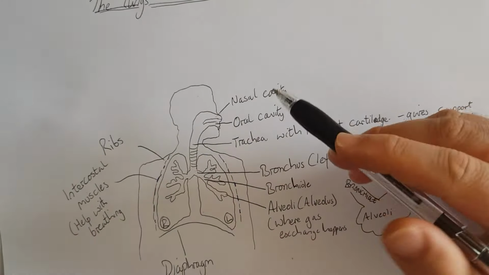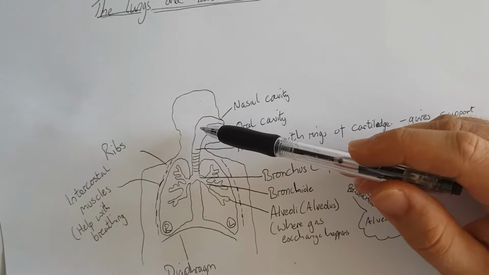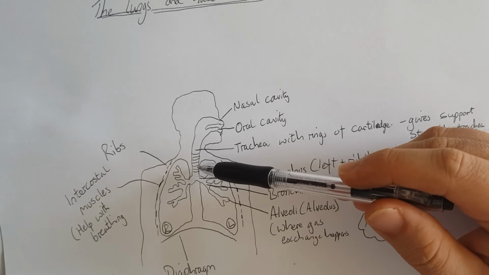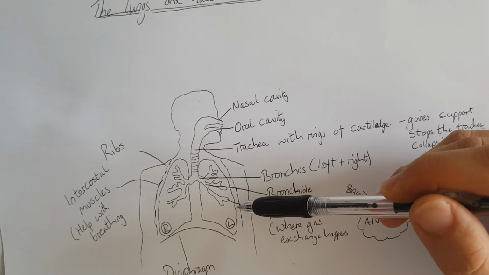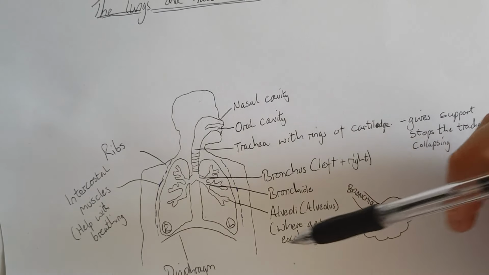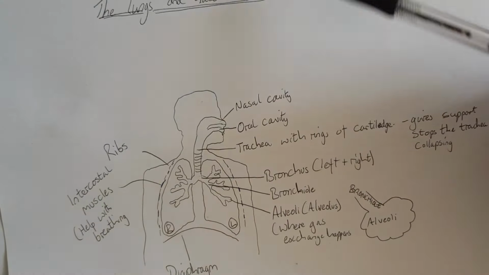So we've got how air goes into the lungs. It will go through the nasal and oral cavities, into the trachea, down into a bronchus, towards a bronchiole, and then into an alveoli where gas exchange can happen. And breathing is helped by the intercostal muscles and the diaphragm.